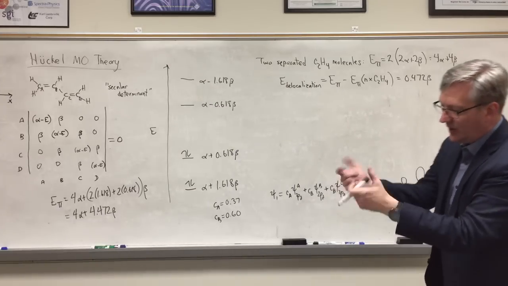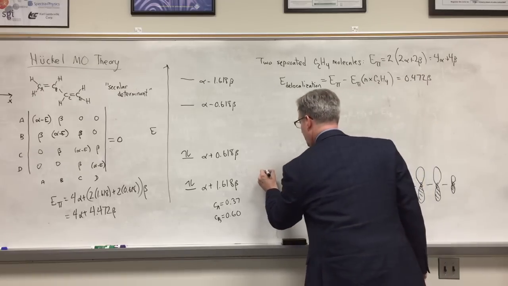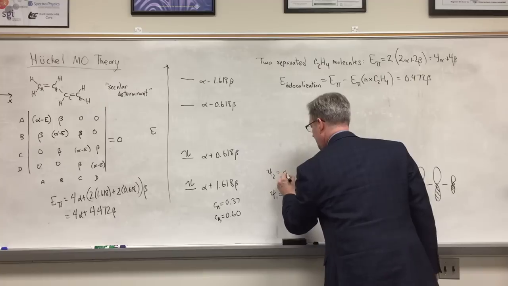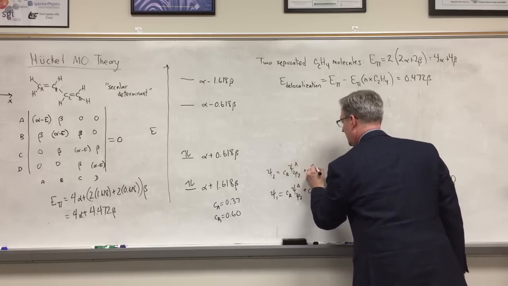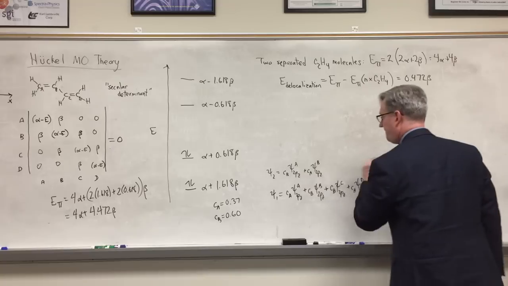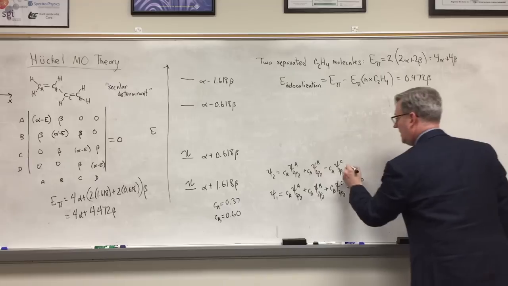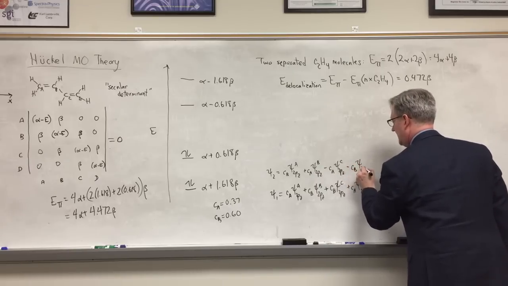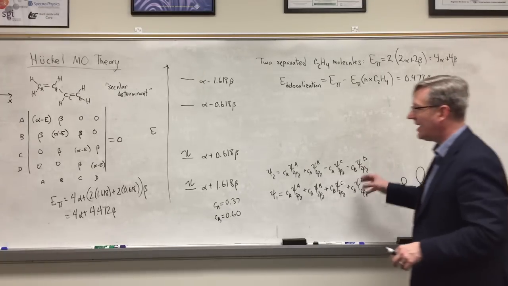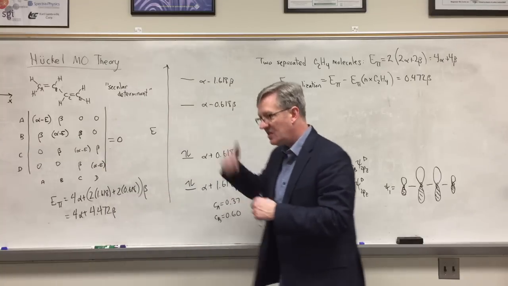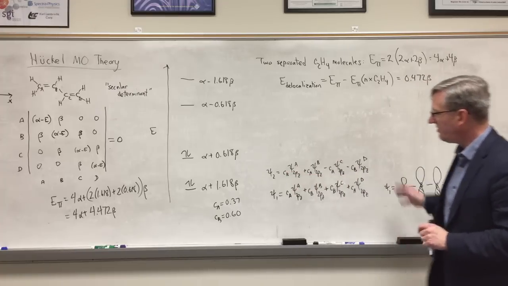The next one here switches the positions of coefficients A and B and changes the sign. So psi 2 is going to have C sub B psi 2pz on A plus C sub A psi 2pz on B minus C sub A psi 2pz on C minus C sub B psi 2pz on D. Again, I have not proven these equations to you. They come out naturally from the solution of the secular determinant and then the subsequent determination of the numerical values of the coefficients. We're skipping those steps here, and I'm just trying to give you the final results.